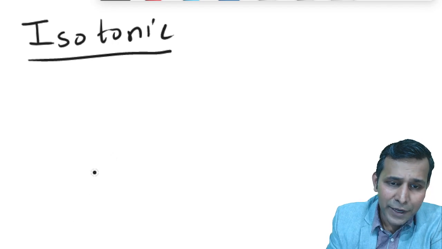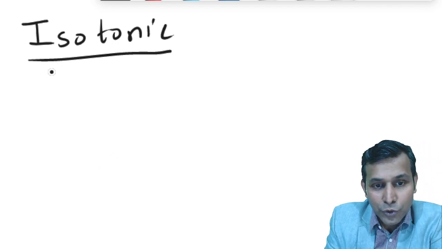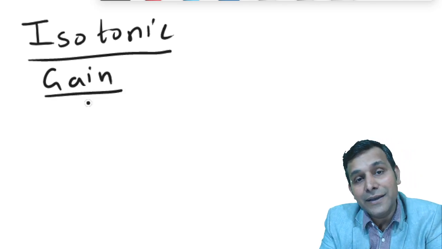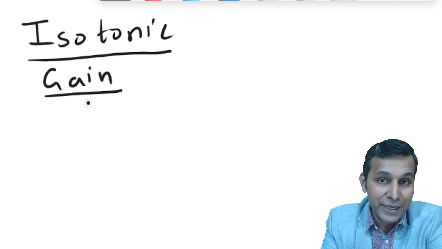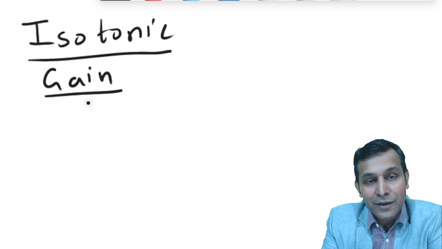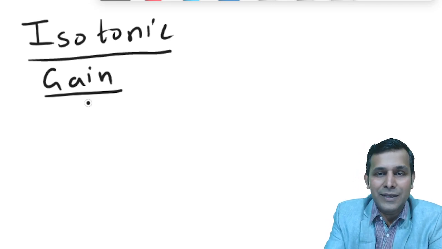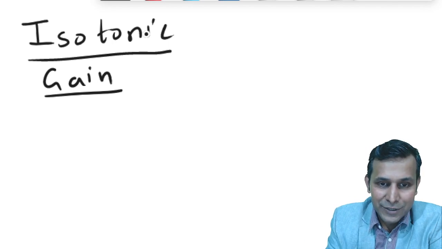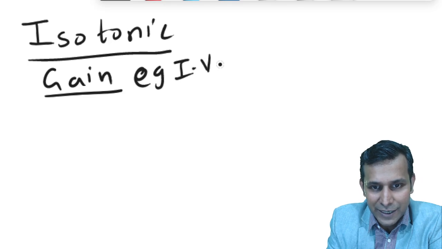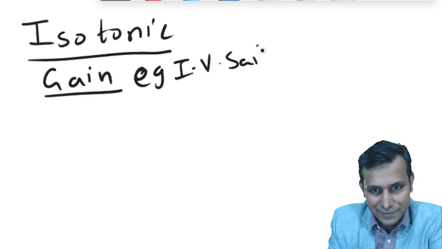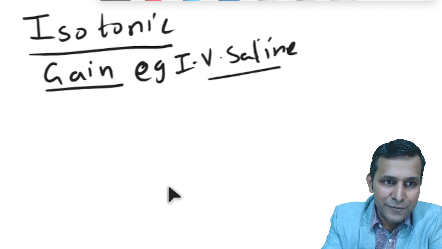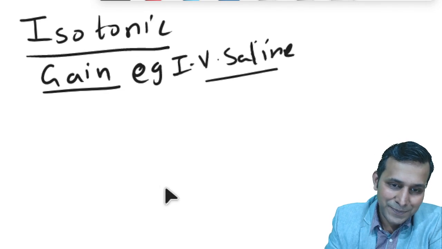So let us go with the first one. Isotonic gain. What happens if a person gains isotonic fluids? If a person gains isotonic fluid, that is volume expansion in the body with isotonic fluid. Example, you are giving IV saline. So you just write an example here, a clinical case of intravenous saline. IV saline. Alright. So what happens when you give an isotonic fluid to a person?